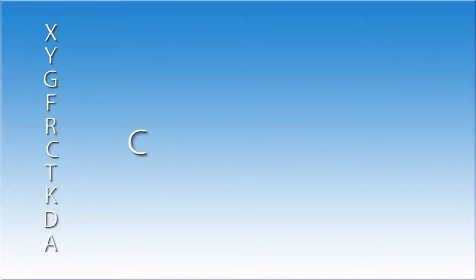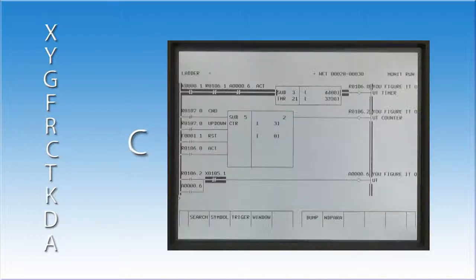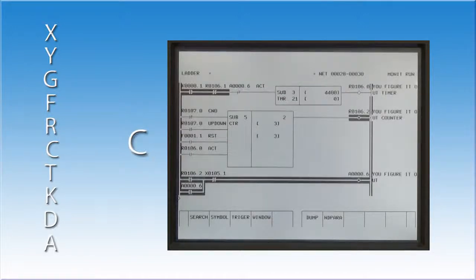The C address is used in the ladder logic as part of a function statement. Function statements are macros developed by Fanuc to simplify the programming. This particular address is a counter. When the counter is incremented by a set number of times, it will turn on an output.